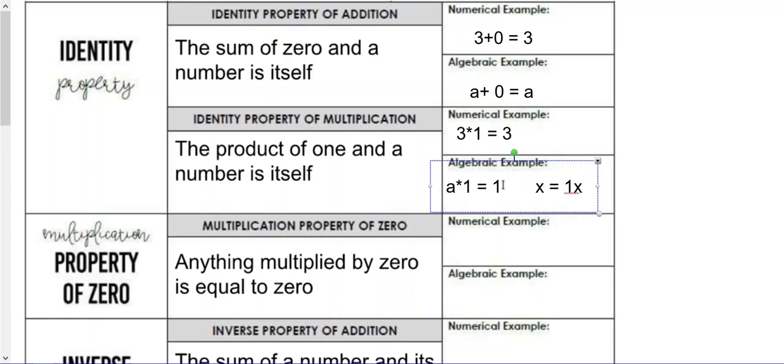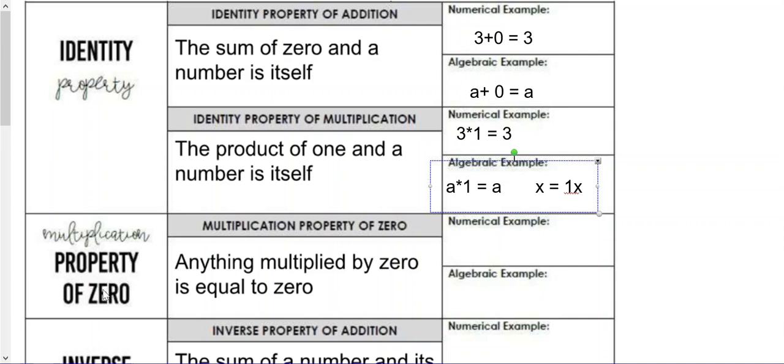Oh, and I forgot, a times 1 equals a. Sorry, I did that wrong. But really, that's all you're doing, you're just putting a number in front of it so that it's the same number. So for identity property of addition, you add a 0. For identity property of multiplication, you multiply by 1.